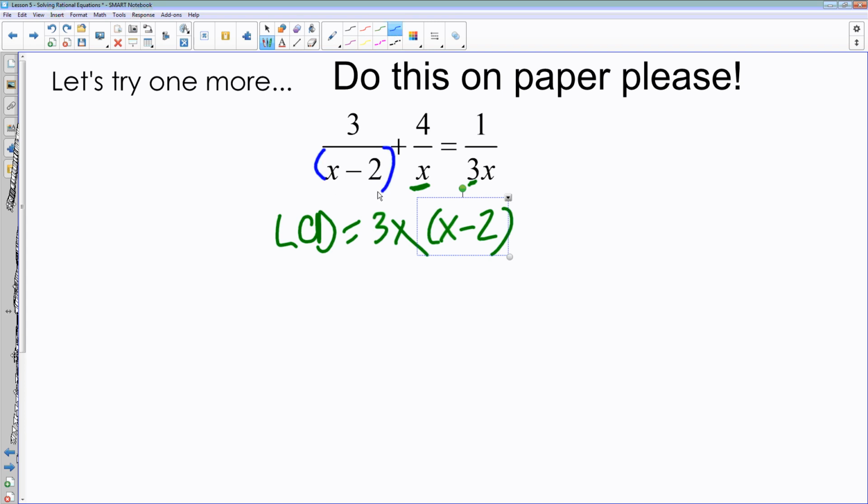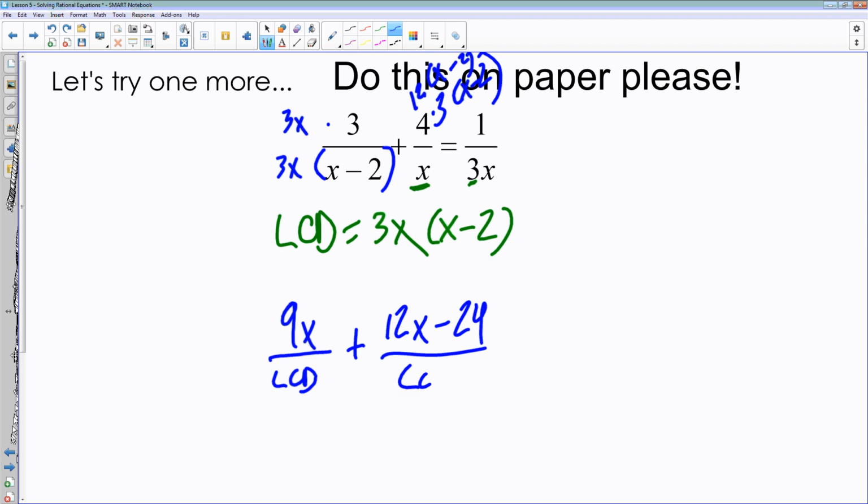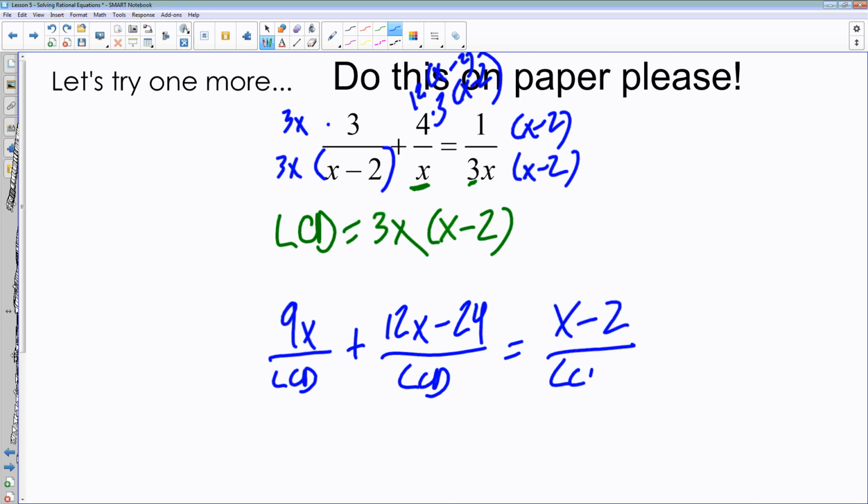The first fraction needs to be multiplied by 3x over 3x. So that gets me 9x over my LCD. My second fraction needs to be multiplied by both the 3 and the x minus 2. So I would do 4 times 3 first to get 12, and then I would multiply by that x minus 2. Also, the bottom would need to be multiplied too. It's not just the top. So I would end up getting for my second fraction 12x minus 24 over the LCD. My final fraction needs to be multiplied by x minus 2 over x minus 2. So I end up just getting x minus 2 over here.